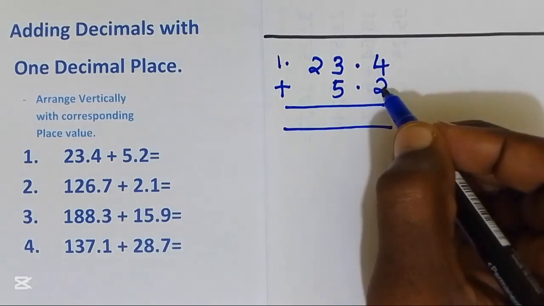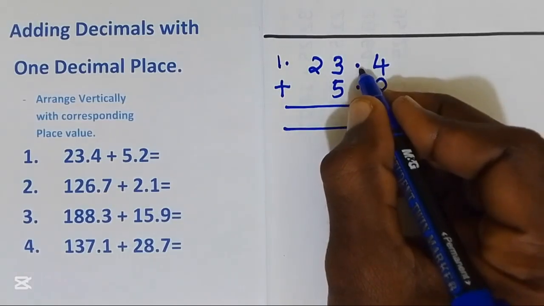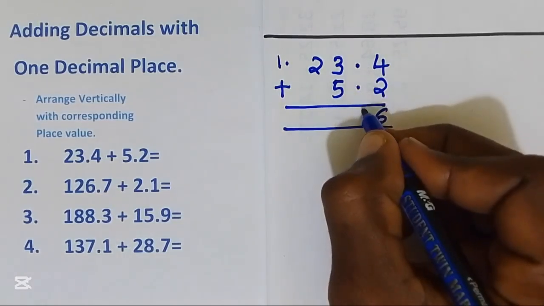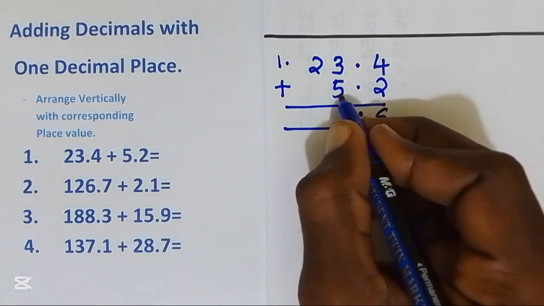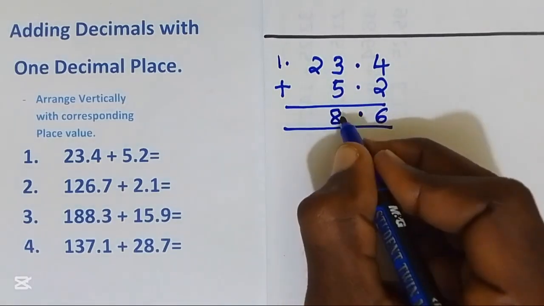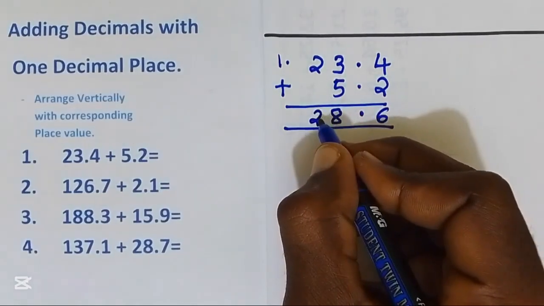4 plus 2, we get 6. We align our decimal point vertically. 3 plus 5, we get 8, and here we are going to drop 2.